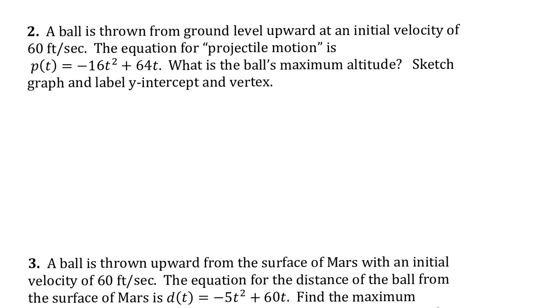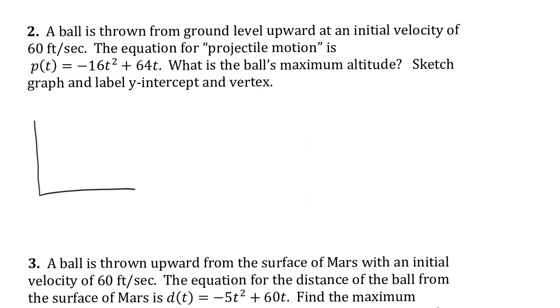Okay, a ball is thrown from ground level upward at initial velocity of 60 feet per second. The equation for the projectile motion is P of t equals negative 16t squared plus 64t. What is the ball's maximum altitude? Sketch a graph, label the y-intercept and vertex. Okay, I'm going to just do the graph because I can think about this.